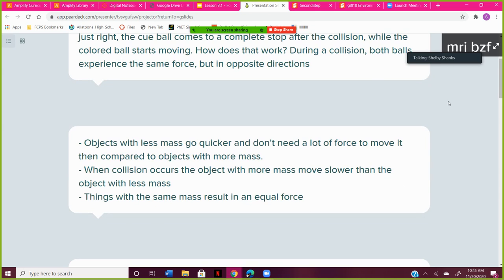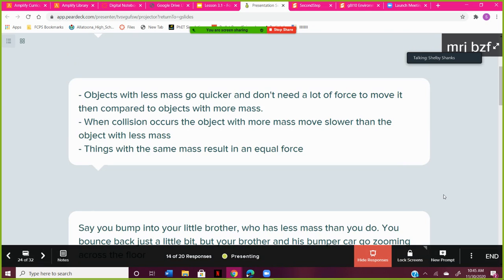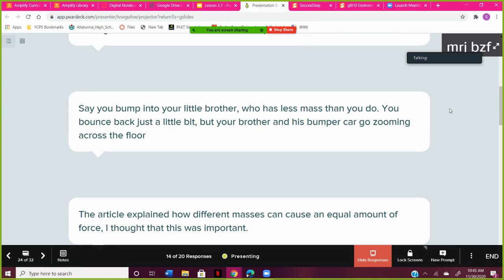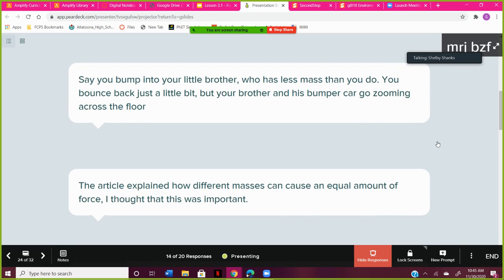Objects with less mass go quicker and don't need a lot of force to move compared to objects with more mass. When a collision occurs, the object with more mass moves slower than the object with less mass. Things with the same mass result in an equal force. All right, that's a good example right here. Talking about bumper cars.